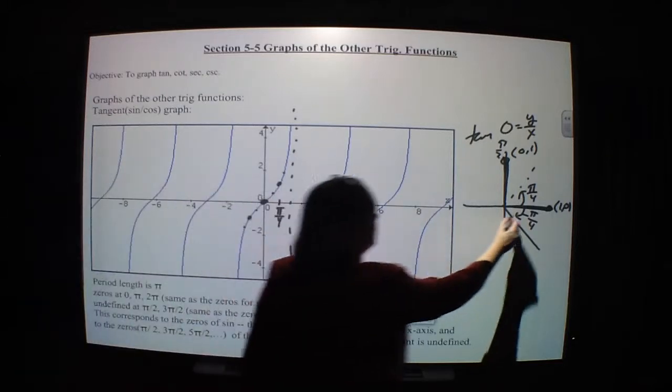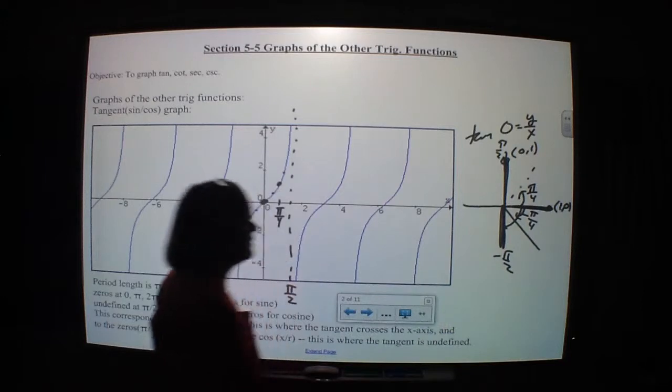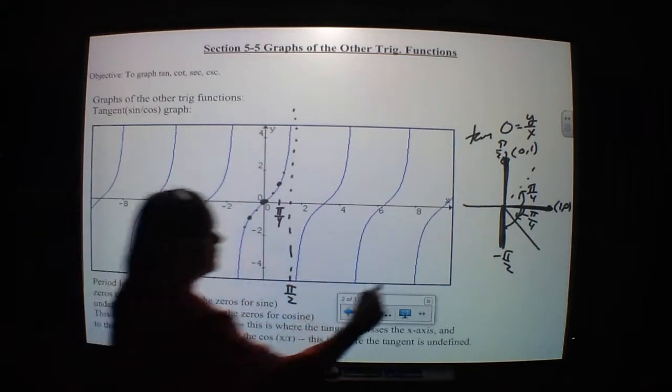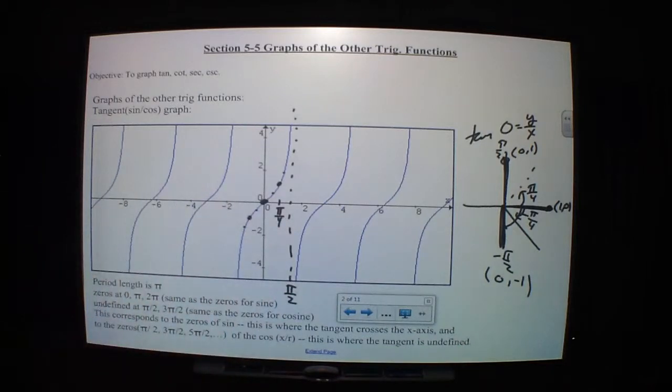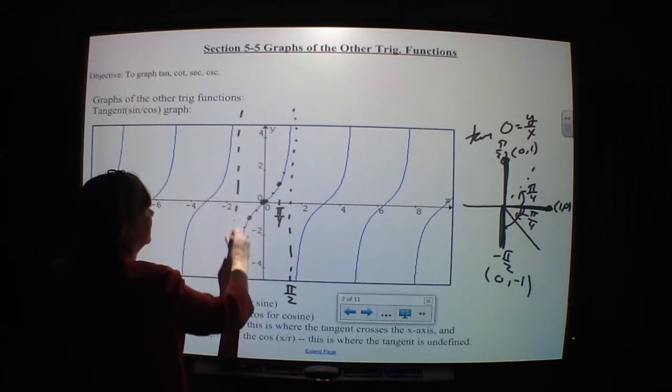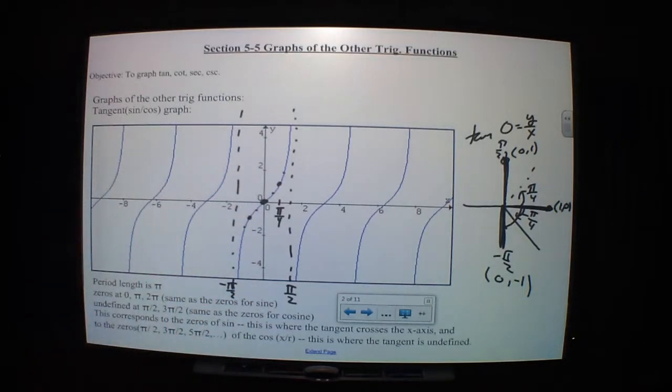At right here, negative pi over 2, x is 0, y is negative 1. So tangent is negative 1 over 0, which is undefined. So it's undefined here at negative pi over 2. Okay? And then it continues on.